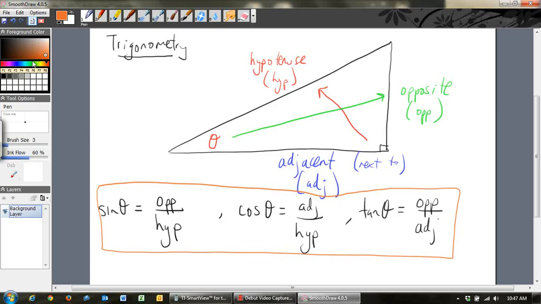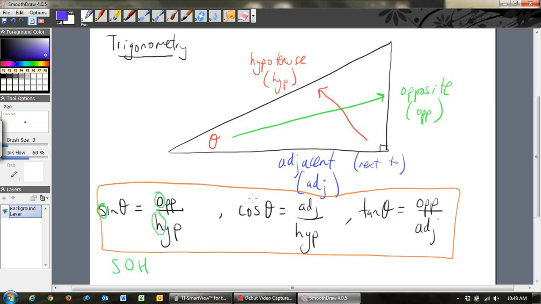Now, if you look at the first letter of each of these things, so you've got sine is equal to opposite over hypotenuse. You get the three letters S-O-H. Sine theta equals opposite over hypotenuse. So we call that SOH, S-O-H.